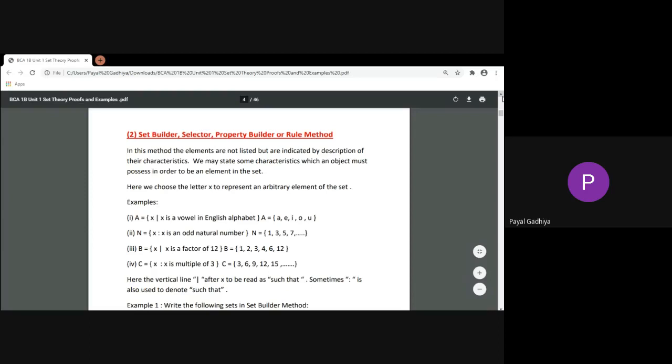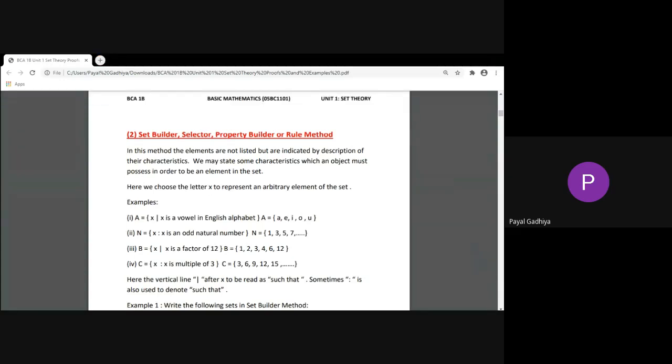Mansoor, A is W comma Y, X is a consonant letter. Okay, so you can write A set as W comma Y. So this is the representation how we are taking tabular method, and the another is a characterization. Very good.